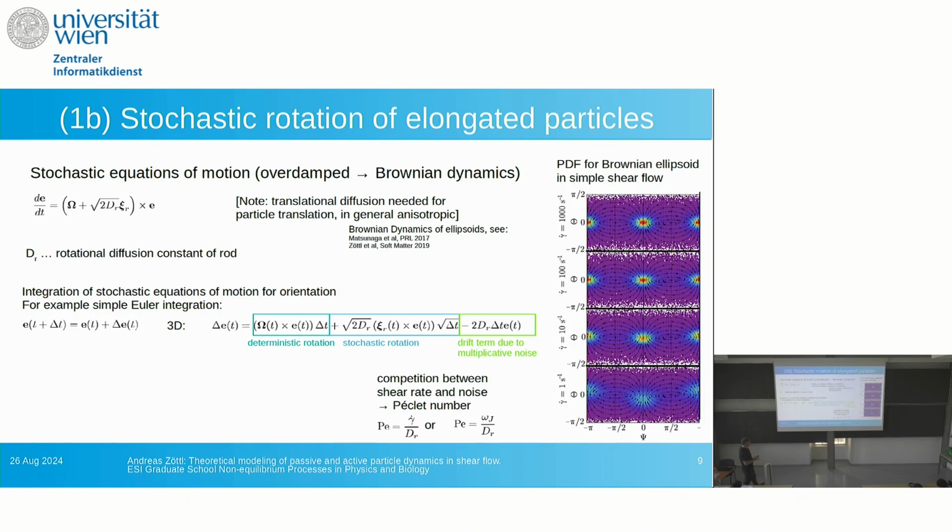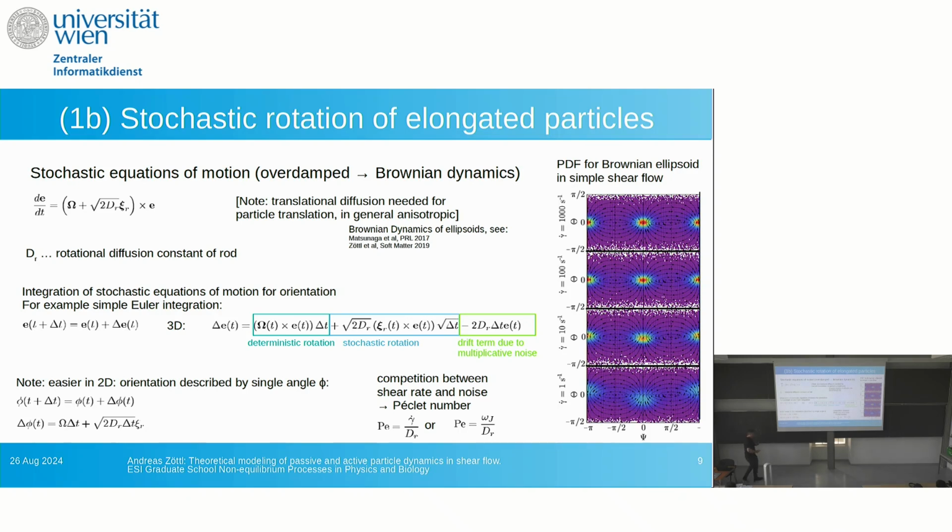I just want to mention something which is very important. It's a Péclet number which determines how the probability density function looks like. And this Péclet number is just the ratio of the shear rate with the rotational diffusion constant. They have both the same physical dimension, so this is a dimensionless number. I don't want to talk about the alternative definition here.